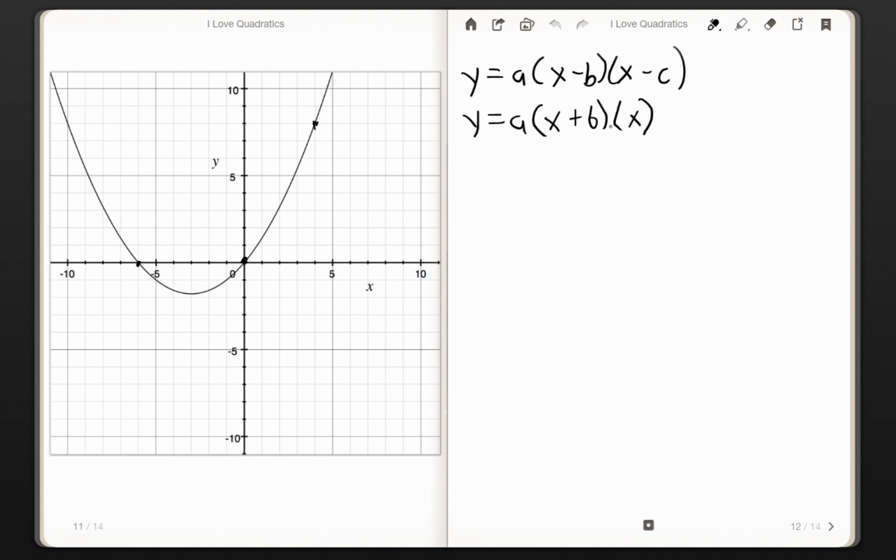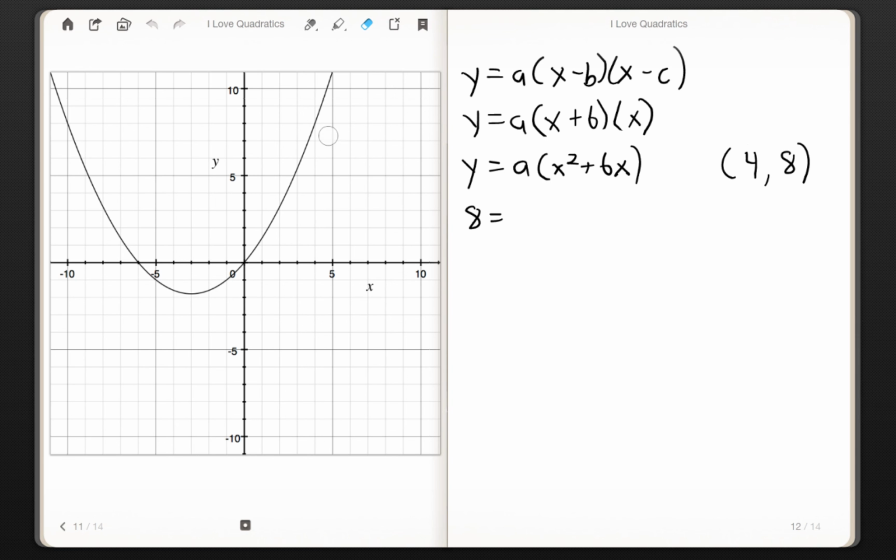First, let's just simplify this equation a little bit. X times x plus 6 will be x squared plus 6x. So now we're going to use this point of 4, 8 and substitute that into the equation. So we'll get y of 8 equals x of, just redo the whole thing.